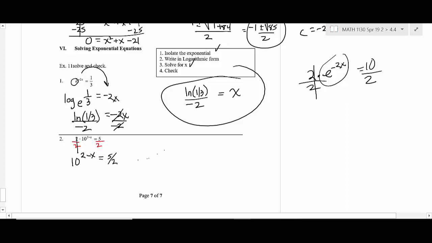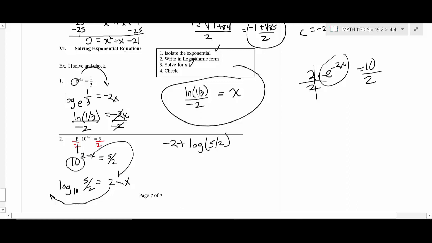Okay, so it goes like this. When you write this in log form, the base is 10, so that becomes your subscript. Remember, the answer to a log is always the exponent. So the 2 minus x goes there, then the 5/2 goes there. Okay, like that. And then what we do is we just solve this for x. If I solve this for x, what I would do is probably just move the 2 to the other side. It would be better if you write it as -2 plus, and then the log base 10 can be written in the abbreviated form. You just write log 5/2, and then that would be equal to -x.